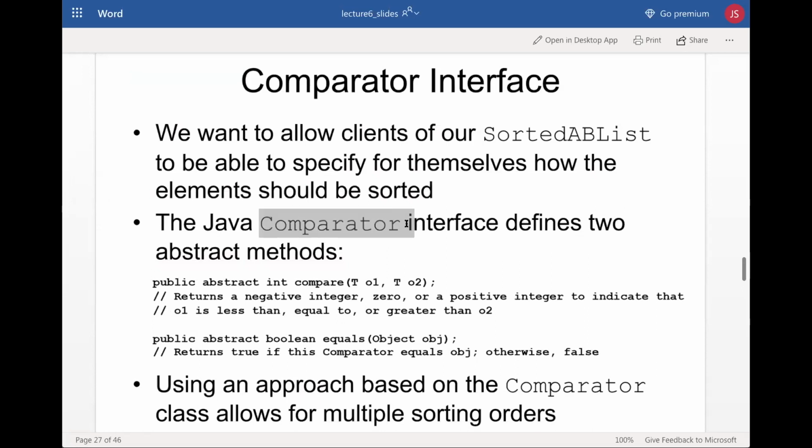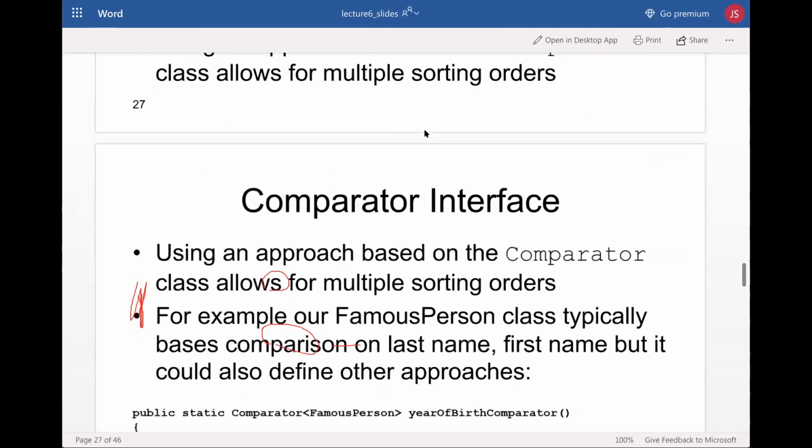The Java comparator that we illustrated before defines two abstract methods. The only thing that we need to really worry about is the compare method to do a comparison. You can also do equals, but equals gives you a Boolean. We're interested in integer comparisons. This gives us an integer that is either zero, greater than zero, or less than zero, positive or negative. This is the comparator interface that we'll be using.